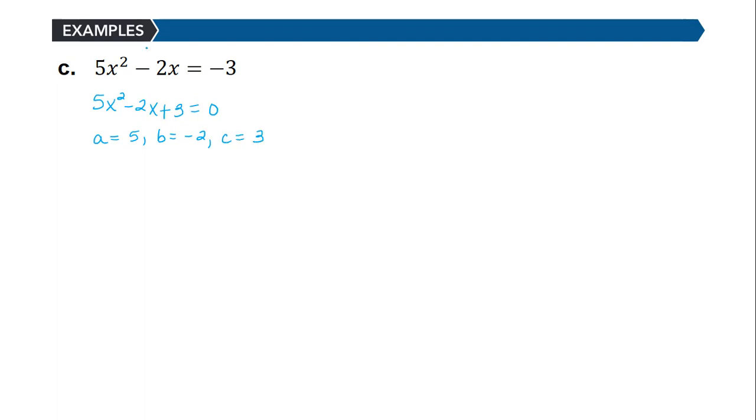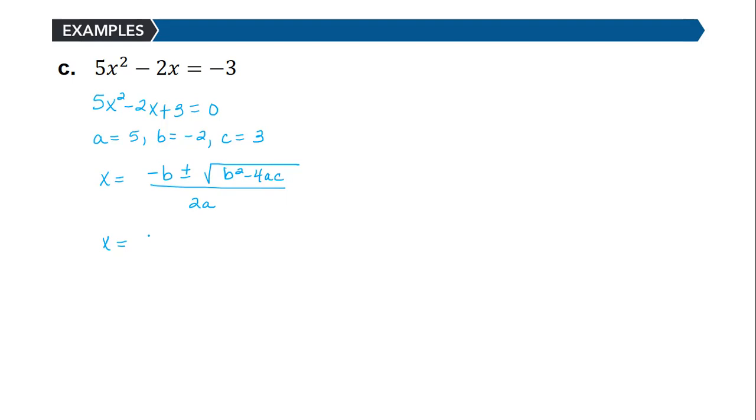It'd be a great idea if you want to pause the video and try to work this out on your own, and then return when you're done to check your work. So let's see. We would solve this by plugging into x equals opposite of b, plus or minus the square root of b squared minus 4ac, all divided by 2a.